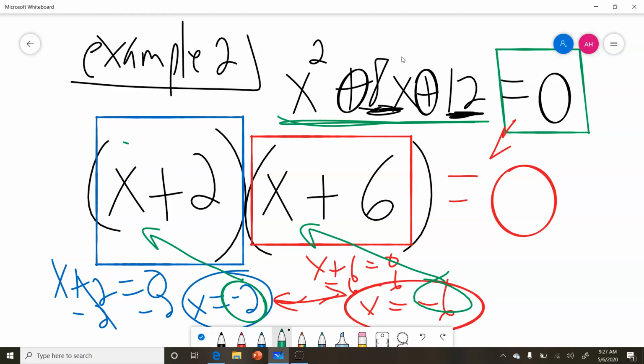When you have negative 2 plus 2, you get 0. So that 0 makes that one work. Negative 6 plus 6, again, 0. So check, check. Know that it works. Not too bad. Okay, now let's go on. This one's probably a harder one. Example 3.